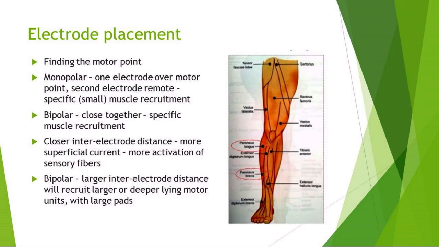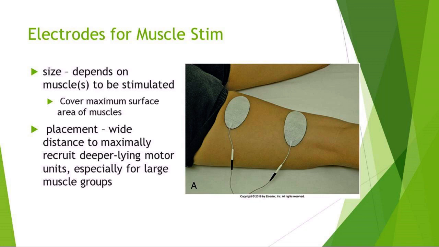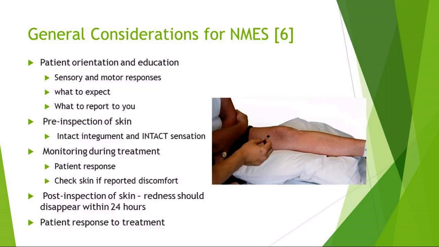So the quadriceps are on this page, the hamstrings are on this page. We are trying to recruit deeper lying motor units for those larger muscle groups. So you want to really orient and educate your patient to what you're going to do. You want to tell them what to expect with sensory and motor responses. They're going to get a lot of sensory as well as motor, and it has to be tolerable to them, but strong enough to recruit muscle fibers.